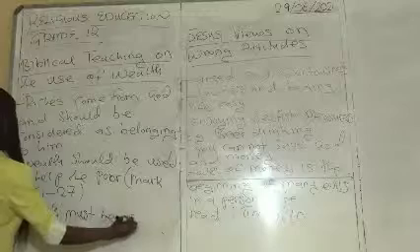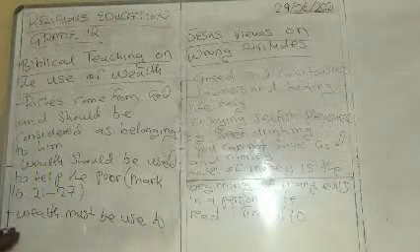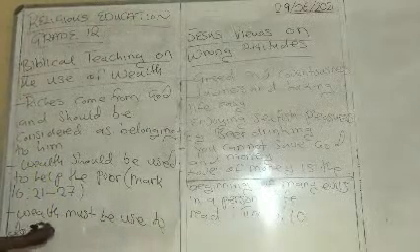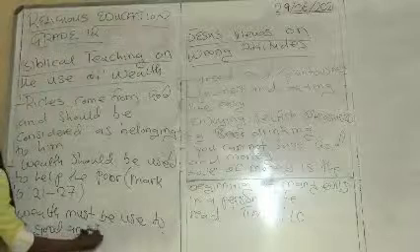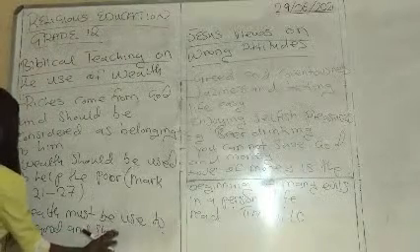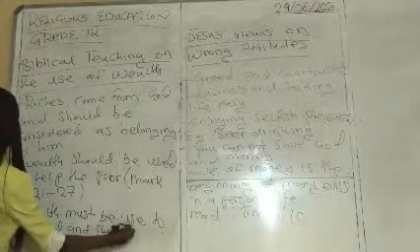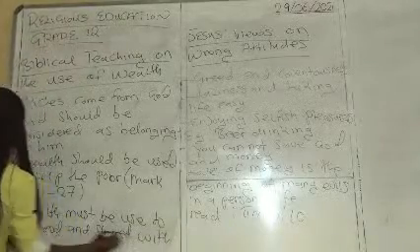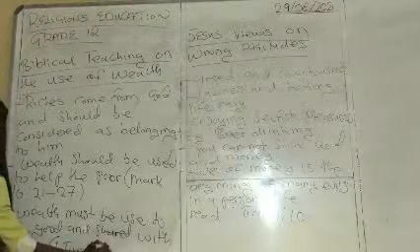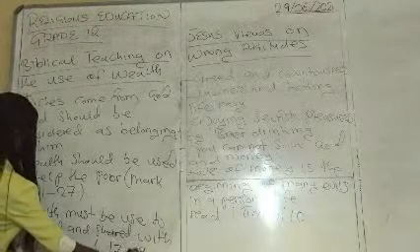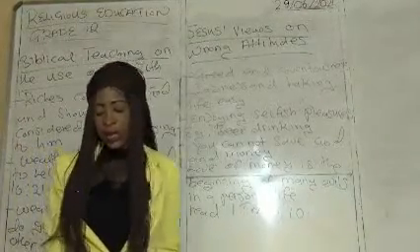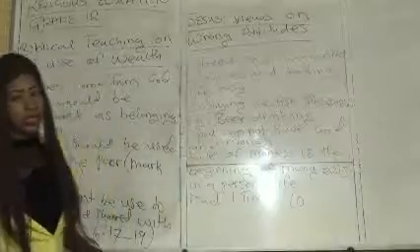Then the last one, wealth must be used to do good and shared with others. So here you read 1 Timothy 6:17-19. Okay, remember we are looking at Christian attitude to money and position.